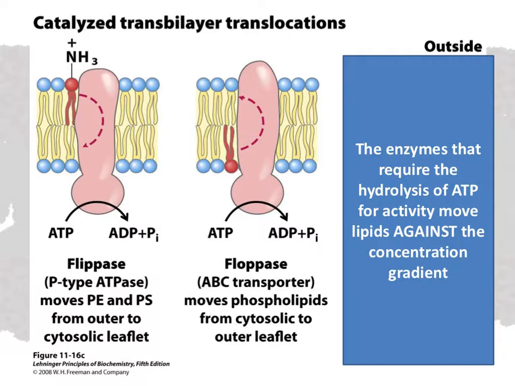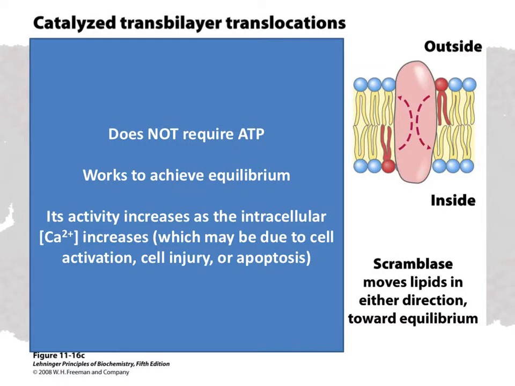The two possibilities are flippases and floppases. Flippases go from the outside to the inside, and they only do the aminophospholipids, which we'll talk about in a moment. Floppases only go from the inside to the outside, and they do the other phospholipids. But once again, those all require ATP because they're going against the gradient. And then we have my favorite, scramblase, which sounds like Scrabble. It moves lipids in either direction to achieve equilibrium, and therefore it does not require additional energy from hydrolysis of ATP.